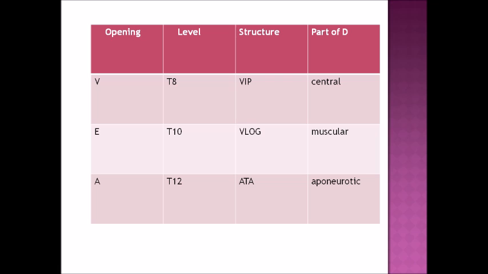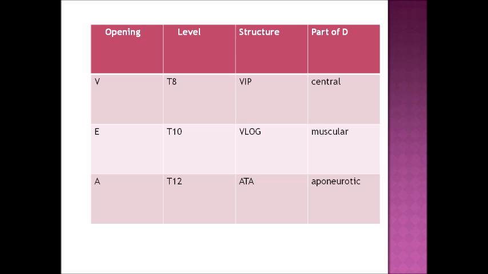Now, where are these openings actually located over the diaphragm? There is also a mnemonic for it. For vena cava, we know the mnemonic was VIP. VIP persons are always a center of attraction, so they are always located at the center. So the vena cava opening is located at the central part of the diaphragm, that is the central tendon of the diaphragm.